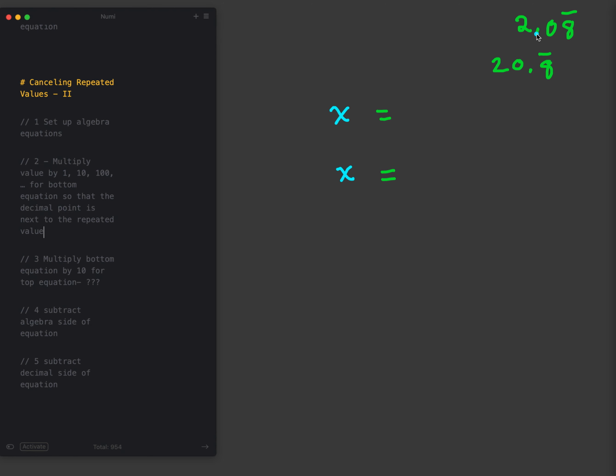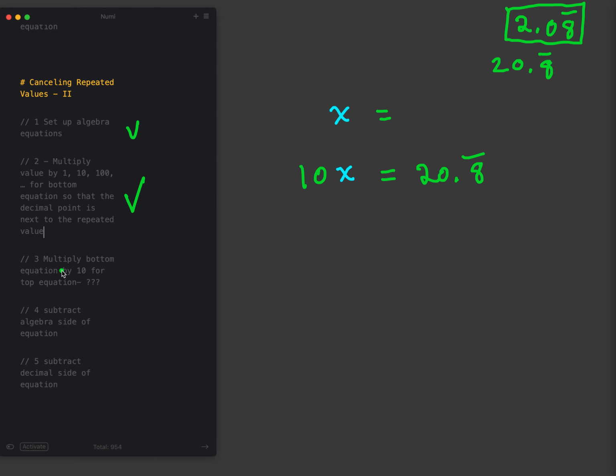In order to do that, I had to move the decimal place once, which is associated with multiplying by 10. So we're going to say in this case, 10x equals 20.8 repeating. Just in case you're wondering, this is our original number. But the issue with this is my repeated value is not next to the decimal point, and I want that repeated value to be right next to the decimal point. And so that's why I do this.